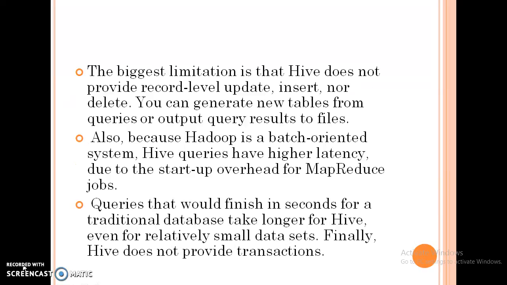Hive is not a full database. The design constraints and limitations of Hadoop and HDFS impose limits on what Hive can do. The biggest limitation is that Hive does not provide record level update, insert, nor delete. You can create new tables from queries or output query results to files. Also, because Hadoop is a batch-oriented system, Hive queries have higher latency due to startup overhead for MapReduce jobs. Queries that would finish in seconds for a traditional database take longer for Hive, even for relatively small data sets. Finally, Hive does not provide transactions.